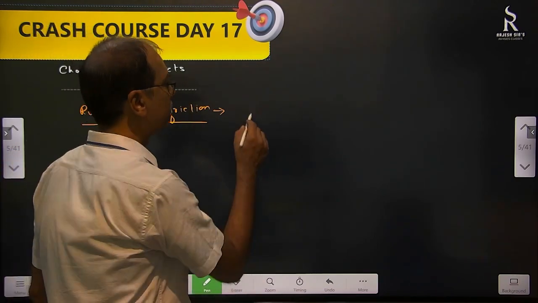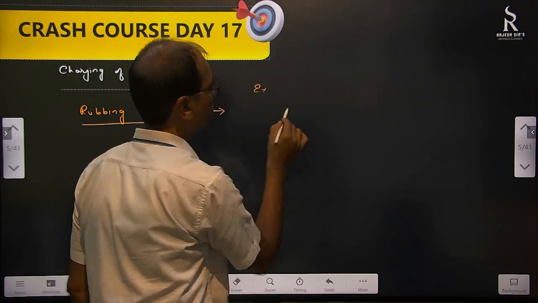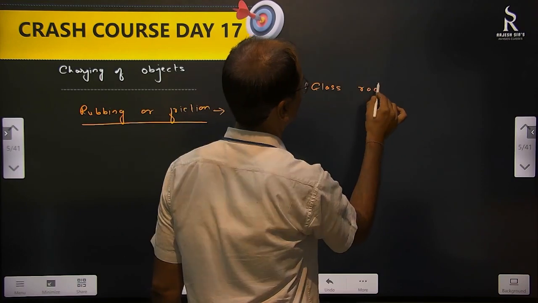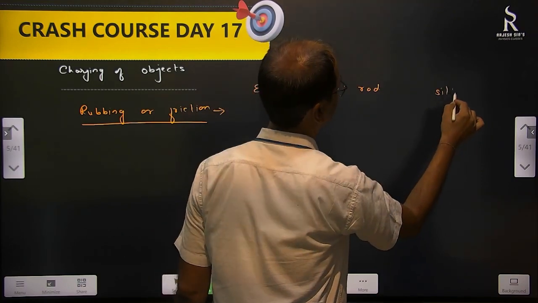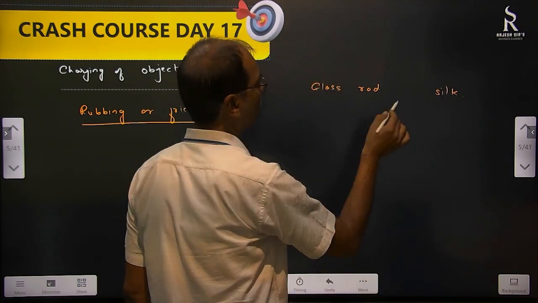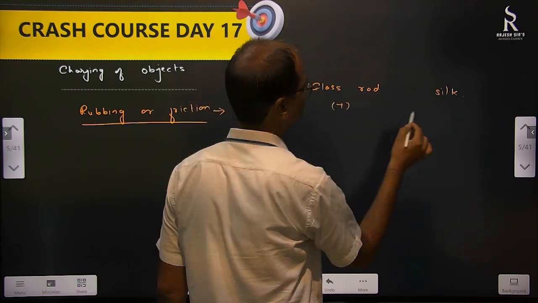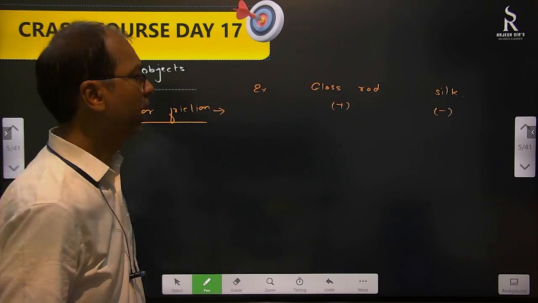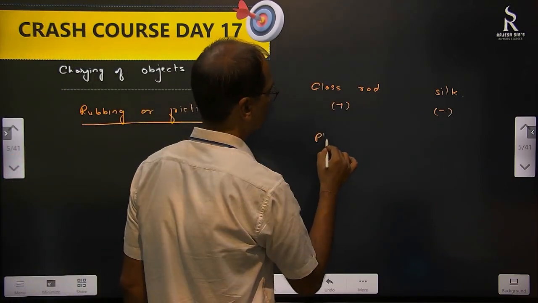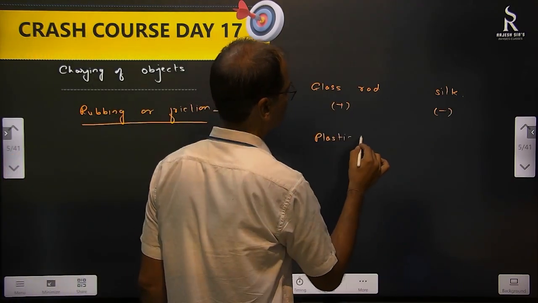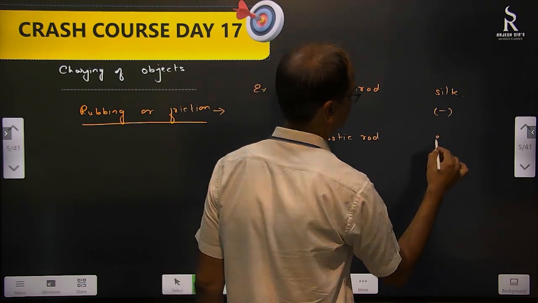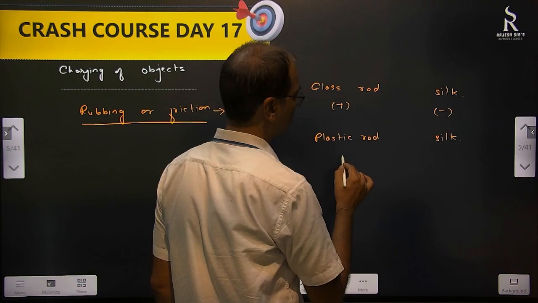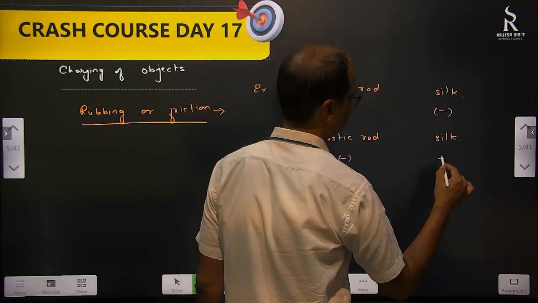This is also called frictional electricity. There are two examples given in NCERT for this. One is a glass rod with silk. When these two are rubbed, the glass rod becomes positively charged and the silk becomes negatively charged. Then a plastic rod and silk: in this one, the plastic rod becomes negative and the silk becomes positive.